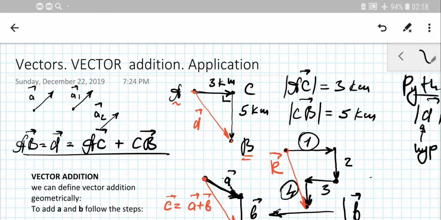Hey guys, welcome back to Vectors. Here we are going to consider vector addition, but in applications.